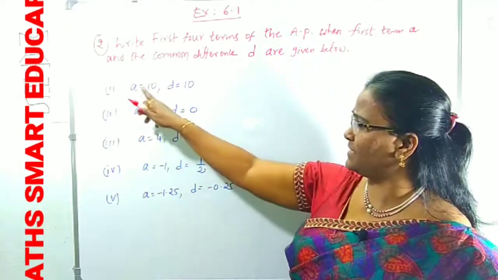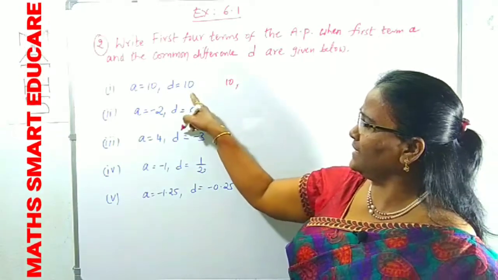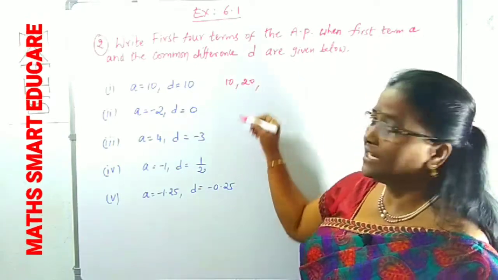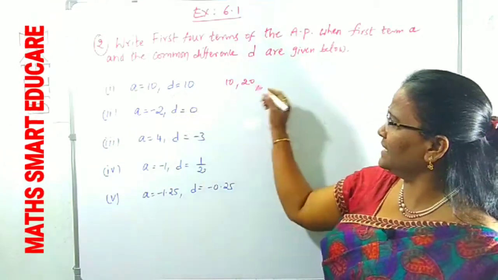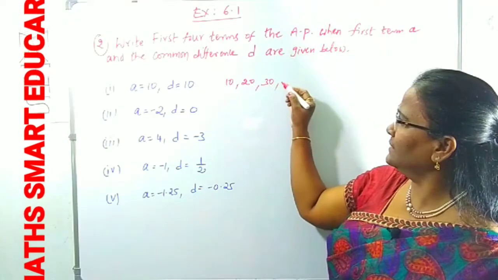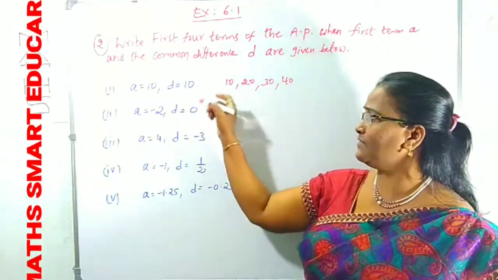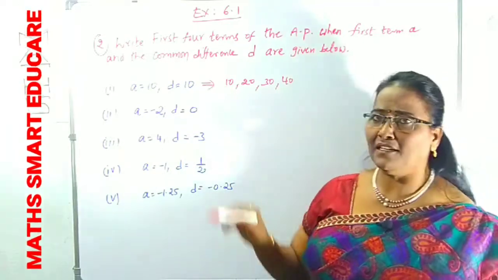First, what is the first term A? A is how much? 10. By adding 10 to 10, it will be 20, right? By adding 10 to 20, it is 30. By adding 10 to 30, that will be 40. That's it. This is the answer for the first bit. Clear? We should add the fixed value.